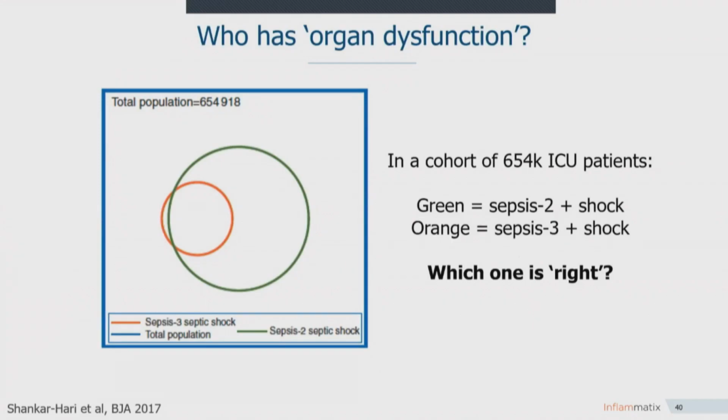This was a study published by Manu Shankar-Hari a couple of years ago, showing the difference between Sepsis-2 septic shock and Sepsis-3 septic shock. Some patients have one, some patients have another, some patients have both. Which definition of organ dysfunction is, quote unquote, correct for us in the sepsis diagnostics community to target?